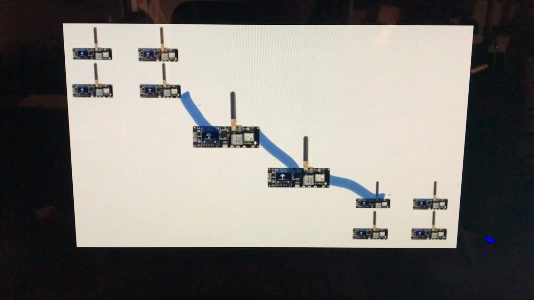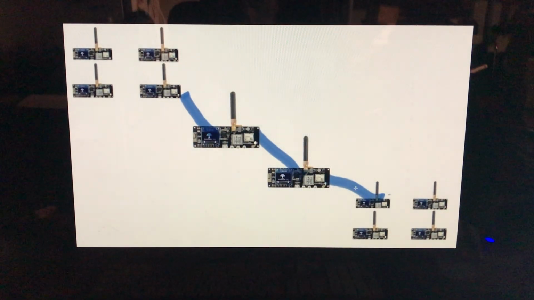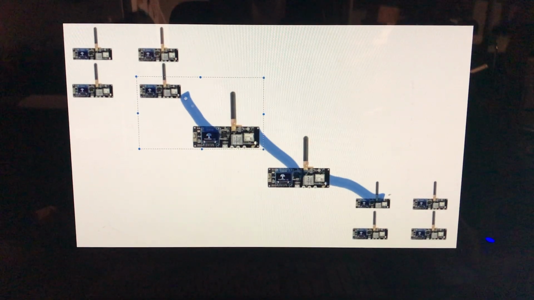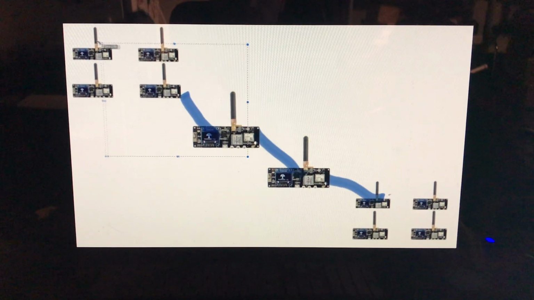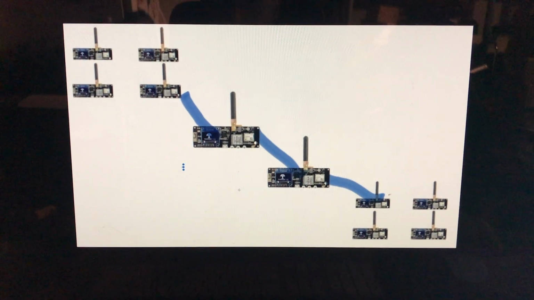Let's do this one. Again, this is my handiwork. You see my blue line here. What the blue line means is these nodes can see each other. So this node can see this node, and this node can see this node, and these 2 nodes can see each other. But these 3 nodes here cannot see this node or any of these nodes, and these 3 nodes here can't see this node or any of these nodes. Okay? Alright, so what happens here?